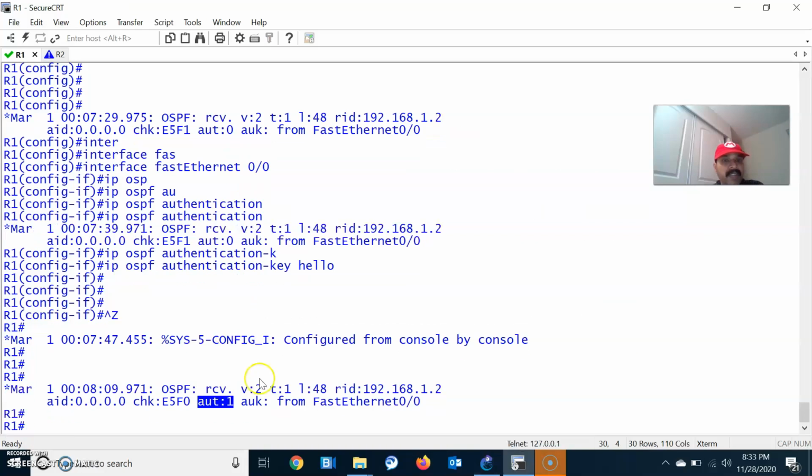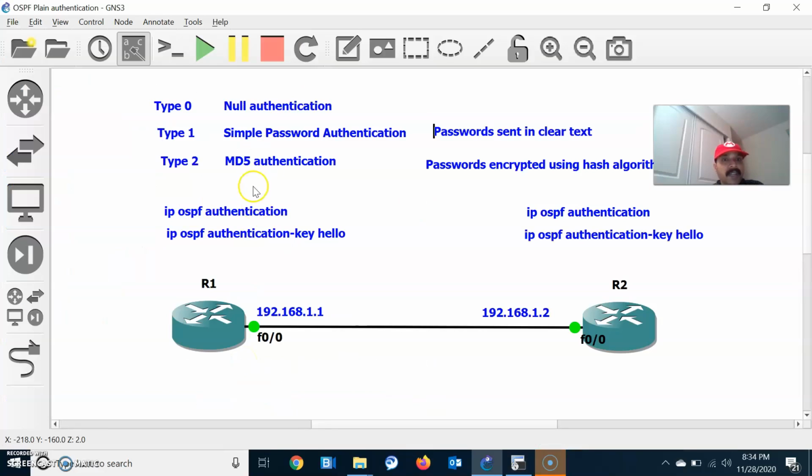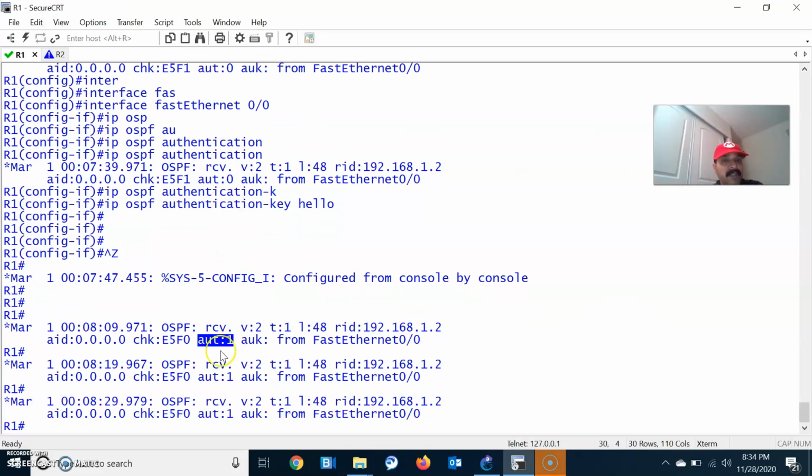So if it is an MD5, it will show us authentication type is 2, right? So this is the difference between the null and the simple password authentication. So null authentication ID will be 0. So for simple password authentication ID will be 1. So that's the thing I want to show you.